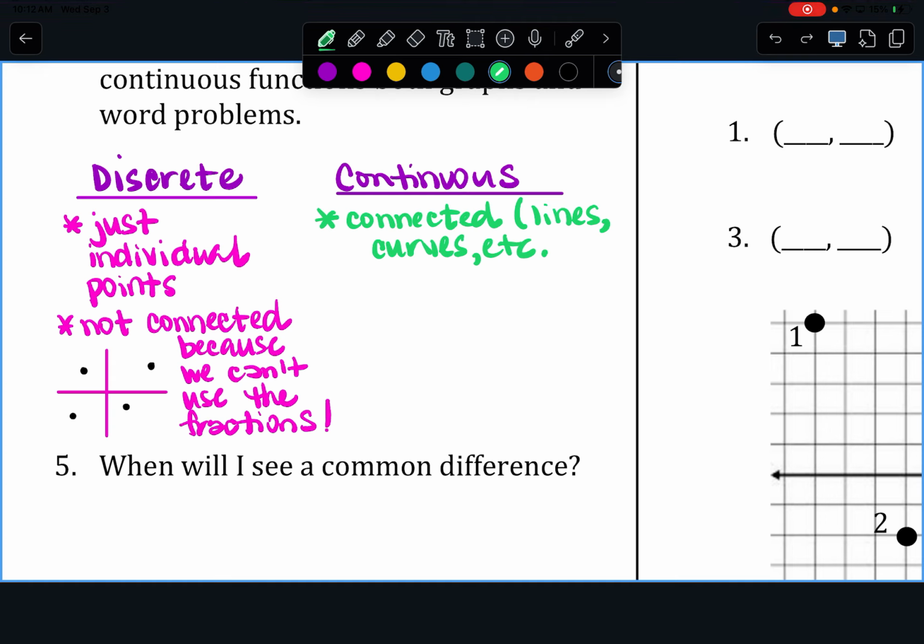And we connect the dots because we can use the fractional values, right? So if I have those same 4 points, maybe my graph looks like this, right? And then maybe it does some weird curve, right? So if my graph looked like this, that would be continuous. And maybe I have an arrow on an end, maybe I don't. It doesn't matter if there's arrows.